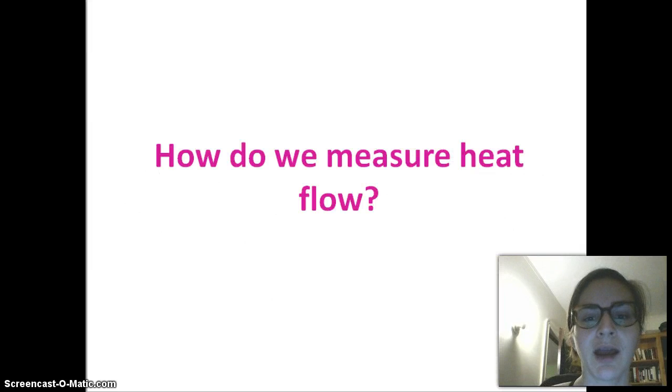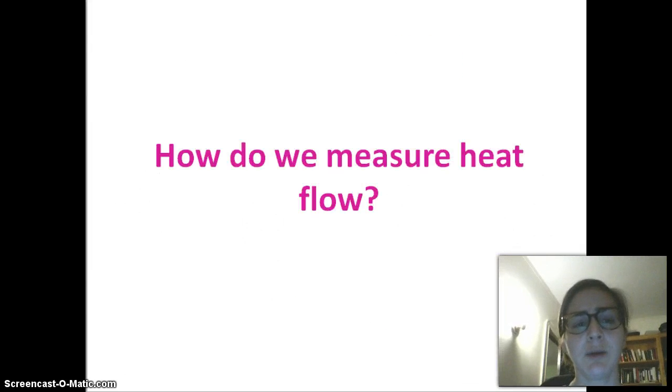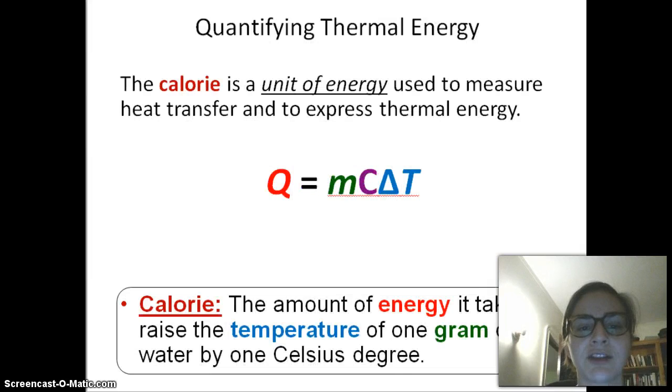So, how do we measure heat flow? We've talked about situations in which we will have heat flow, we'll have thermal energy either leaving the chemical reaction or entering the chemical reaction, and we want a way to measure that change in energy. So we're starting to talk about using math to quantify the energies. And we have a formula for that.